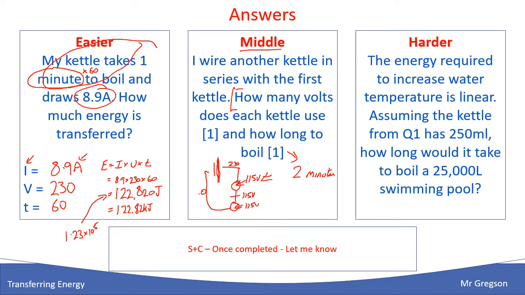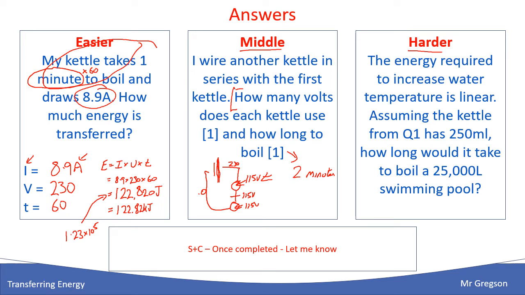Okay, so for the harder ones, anyone had a crack at the harder one? Good for you, because it's a great question. Energy required to increase water temperature is linear. So that means it's a straight line on a graph. So assuming the kettle from question 1 has 250 milliliters of water, how long would it take to boil a 25,000 litre swimming pool? So we just need to know what the comparison is.